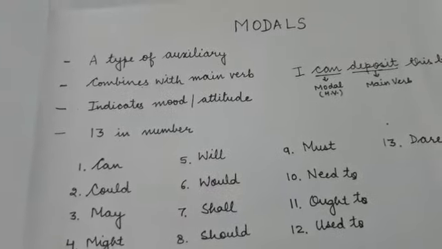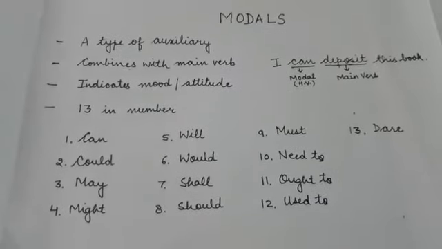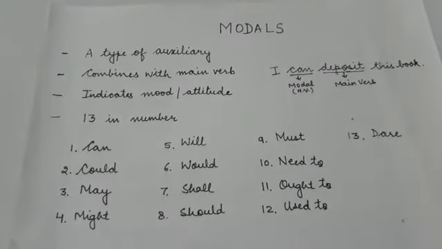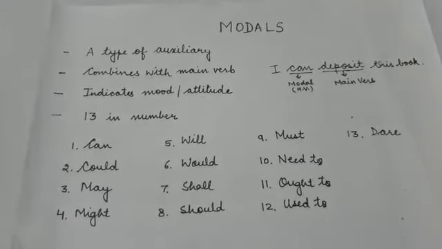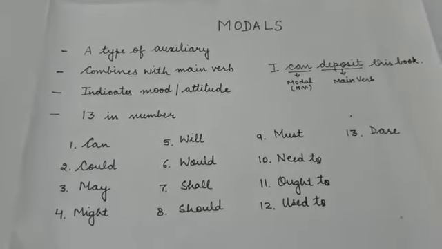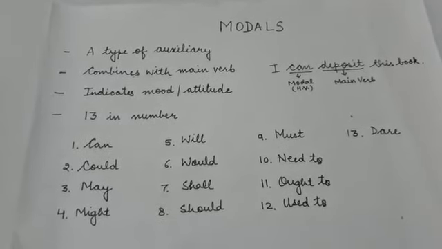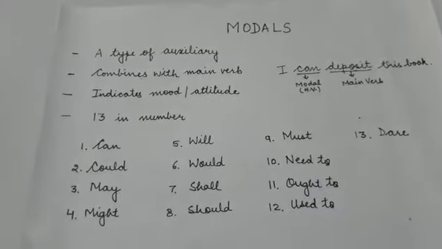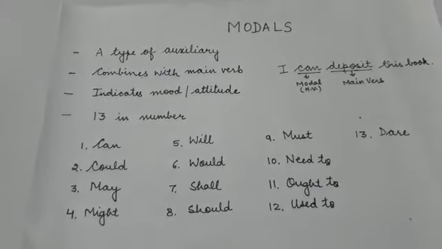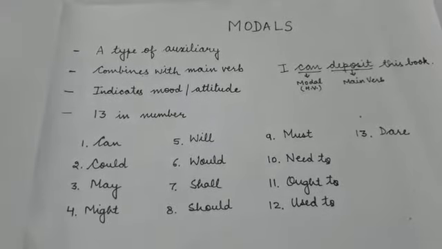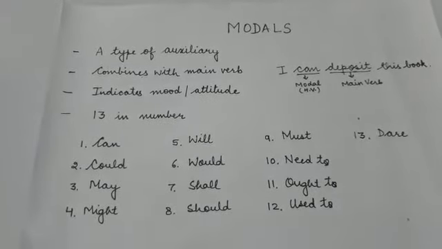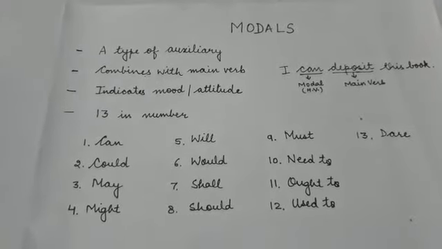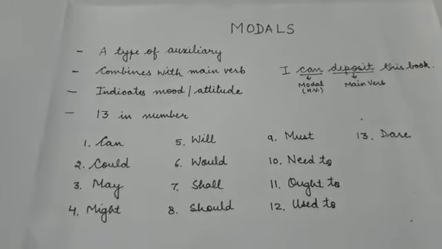So what we can see is that how can we define a modal auxiliary? That modals are basically a type of auxiliary. Now the very first question that comes to our mind is, what do we mean by the word auxiliary? So auxiliary is basically a helping verb, and by helping verb we mean that its meaning is not complete. It needs something else. It needs a main verb. So when an auxiliary combines with the main verb, it gives a complete meaning.